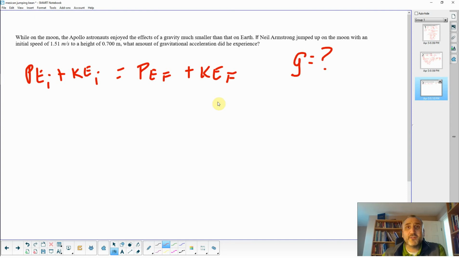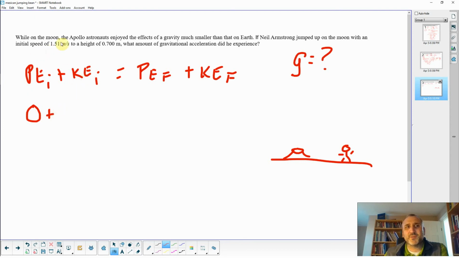The way you need to think about this is, and forgive me, but there's the moon. Let's get the crater over here, and here's Neil Armstrong. Yeah, just go with it. So he's on the moon's surface, and before he jumps up, he's got a potential energy of 0, because he's on the ground. And he jumps up with kinetic energy.